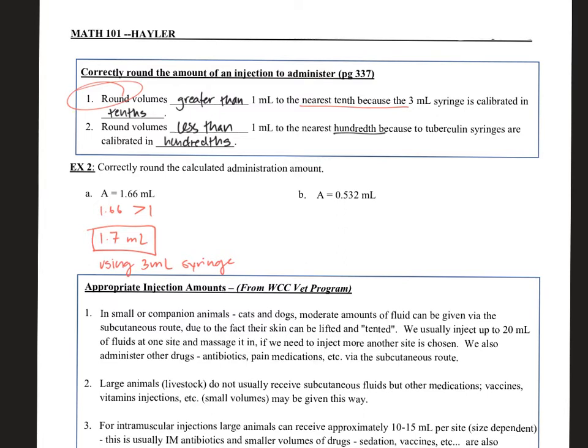Alright, so for B, let's see. This amount, 0.532, is going to be less than 1, which means we're going to be using a tuberculin syringe. Alright, and because tuberculin syringes are calibrated in terms of hundredths, we're going to go ahead and round this to the hundredths place. Alright, so looking at the hundredths, the value to the right is smaller than 5, so we're going to go ahead and keep it at 0.53 milliliters. And there we go for rounding.